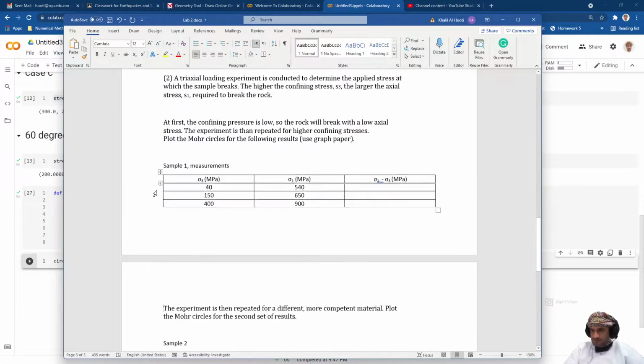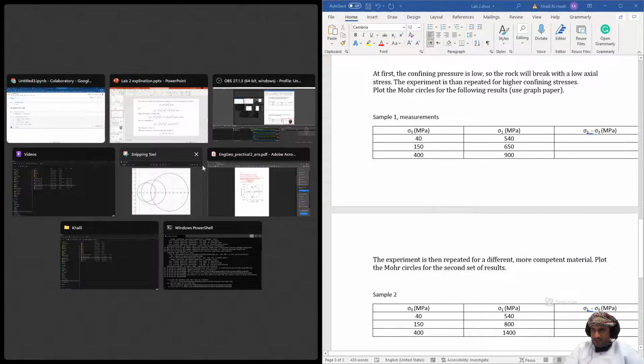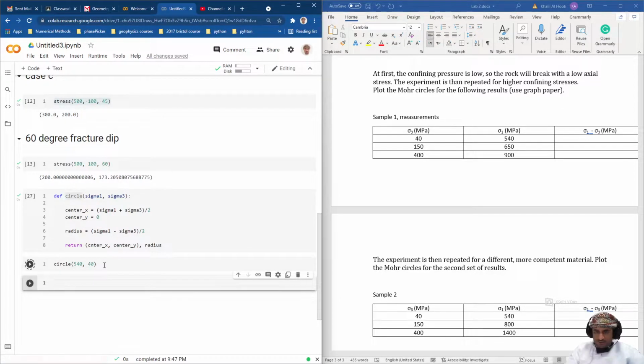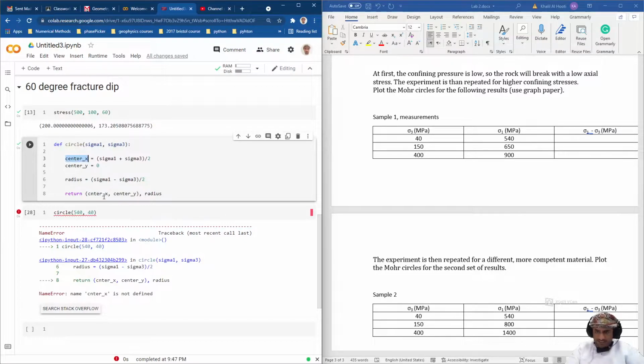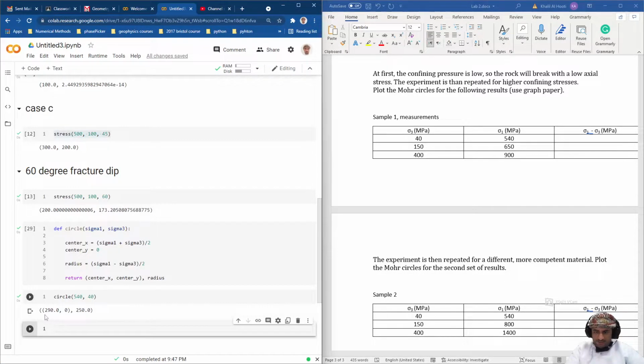I go back here for sample 1. Let me split my screen into two different screens. In this case, I have sigma 1 540, sigma 3 is 40. Oh, I mistyped here. Center X, center Y. Run it again. This is the point or the center of the circle, and that's the radius.